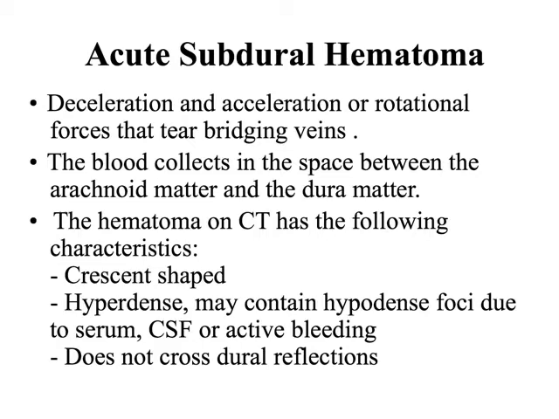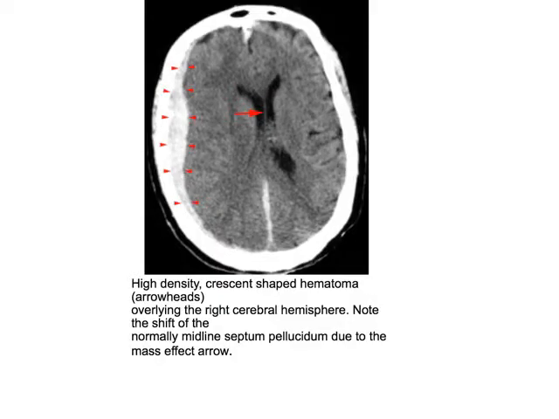So here we see that telltale crescent shape, a high density on the patient's right side, and it's not crossing over the dural reflections, but it's shifted the midline across the septum due to mass effect. So it's just pushing the brain over to the patient's left side.